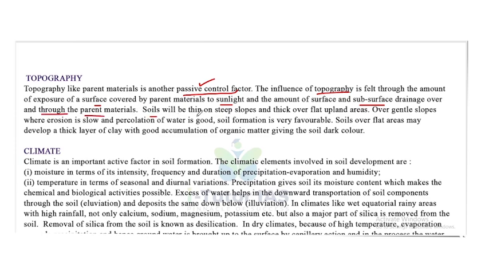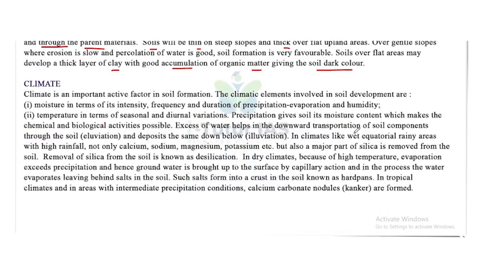Soils will be thin on steep slopes and thick over flat and upland areas. Over gentle slopes where erosion is low and percolation of water is good, soil formation is very favorable. Soils over flat areas may develop a thick layer of clay with a good accumulation of organic matter, giving the soil dark color. So that is the importance of topography.